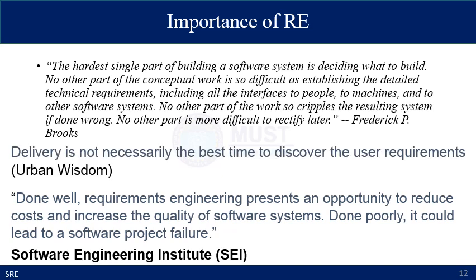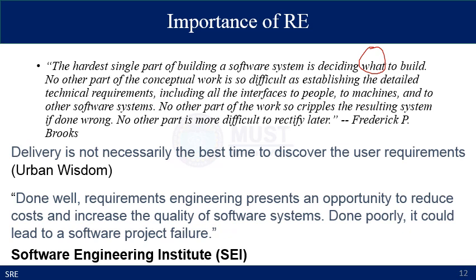So requirement engineering is a very essential process in the software development life cycle, and it is said that the hardest single part of building a software system is deciding what to build. So it is very important to know what you are going to build. Unless you know the information about the actual outcome of your system, you will be going aimlessly in no direction. No other part of the conceptual work is so difficult as establishing the detailed technical requirements.